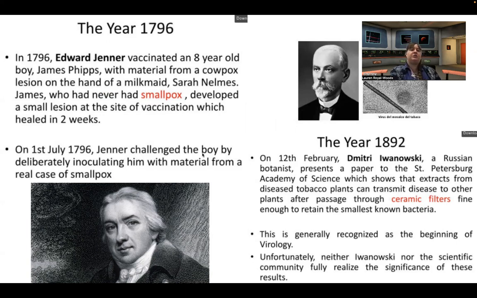So Edward Jenner vaccinated an 8-year-old boy named James Phipps from material from a cowpox lesion on the hand of a milkmaid named Sarah Nelms. James, who had never had smallpox, developed a very tiny lesion on his hand at the site of the vaccination, which healed in 2 weeks. And then he decided to challenge the boy by deliberately inoculating him with smallpox, and he lived.